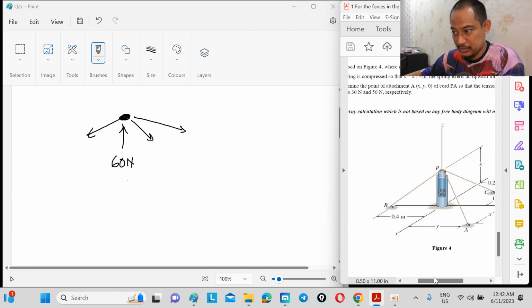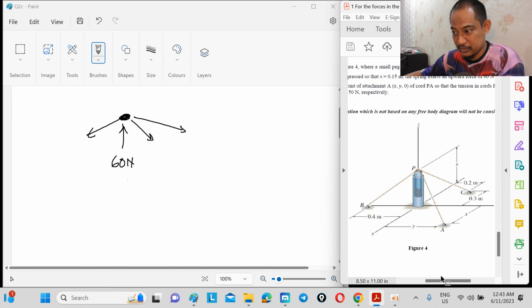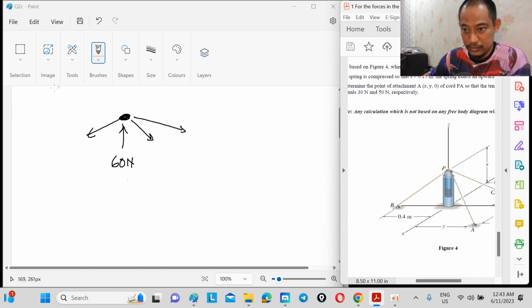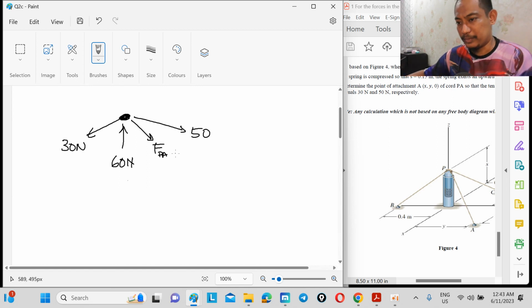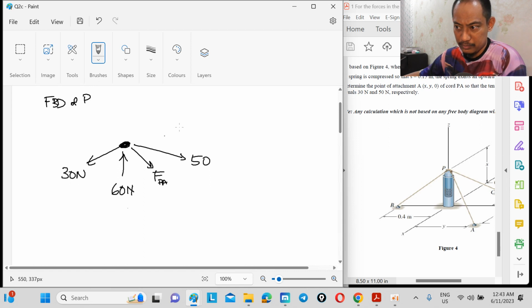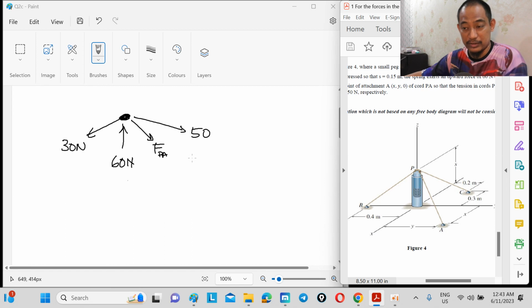PB and PC, right? So PB on the left is 30, and PC is 50 Newton. FPA is not known. Basically that is the free body diagram, but we have all the coordinates that we need to calculate the position vectors. So the step is you need to express everything in Cartesian vector form, and then find the vector for FPA, and then you can find what is needed.